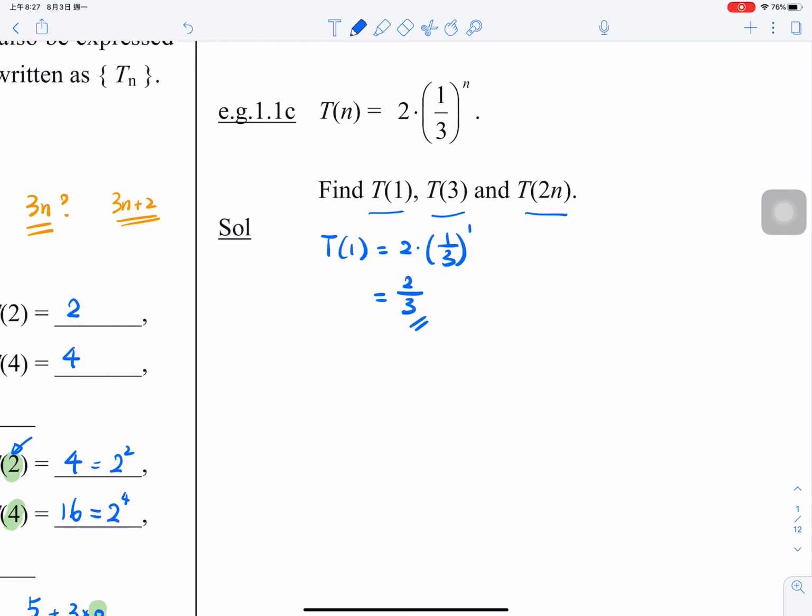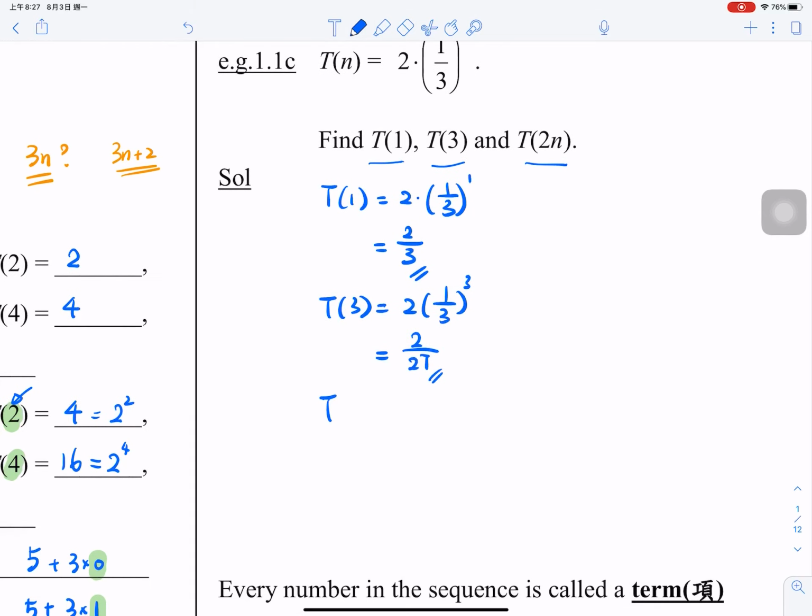Right. How about T3? 2 times 1 over 3 to the power 3. So this one, 2 over 3 cubed. That means 2 over 27. Okay. How about T2n? 2 times 1 over 3 to the power 2n. This one means 2 over 3 to the power 2n. We cannot find the exact values because you have the unknown n. So this one, answer. See? Not difficult.